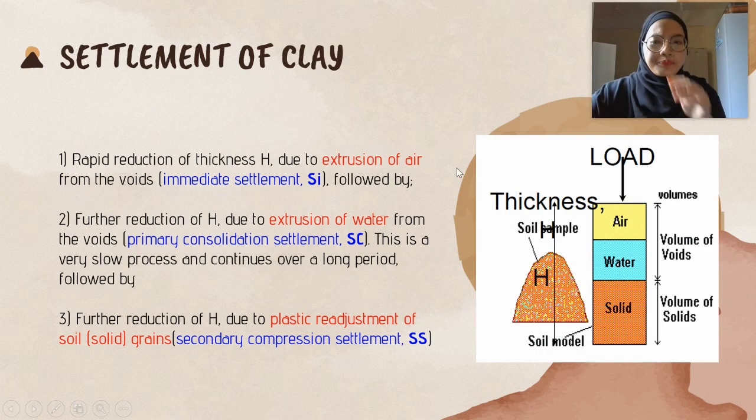For the clay, we have a rapid reduction of thickness H due to the extraction of air from the void, which is immediate settlement, SI, followed by further reduction of H due to the extraction of water from the void, primary consolidation settlement, SC. This is a very slow process and continues over a long period, followed by further reduction of H due to plastic readjustment of soil solid grains, secondary compression settlement, SS. So this is the condition of soil for the settlement of clay.